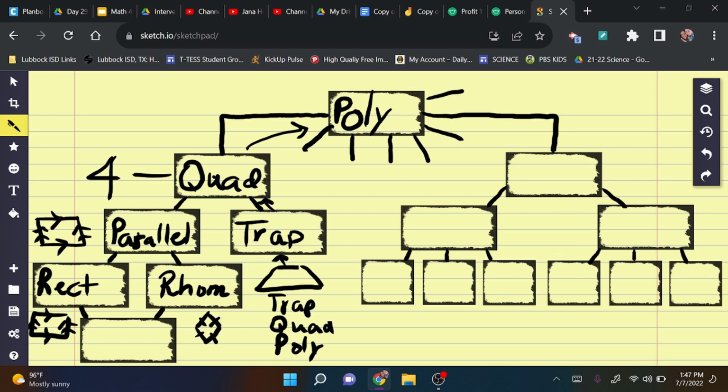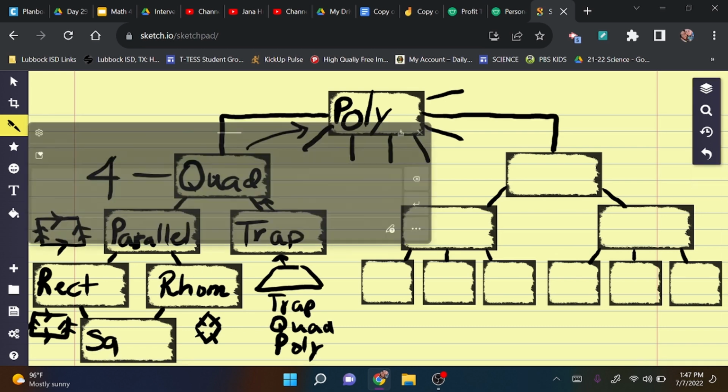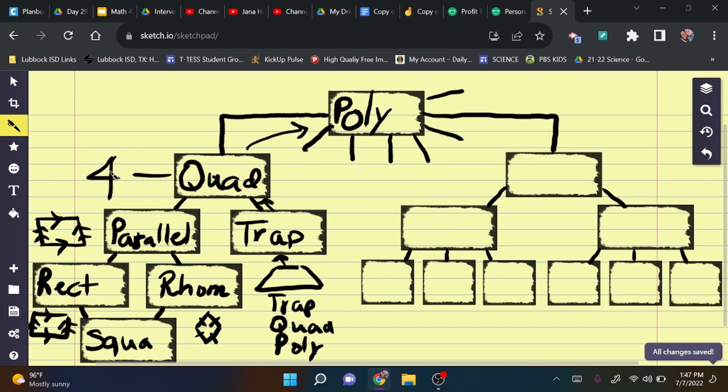Okay, let's go to the king of all quadrilaterals, our last dude. And that is a square. Now remember, a square means 4 congruent sides. Opposite sides are parallel, so it's also a parallelogram. It has 4 sides, so it's a quadrilateral, and it's a polygon. Okay, so let's look at a square.